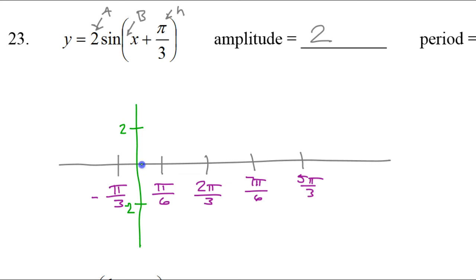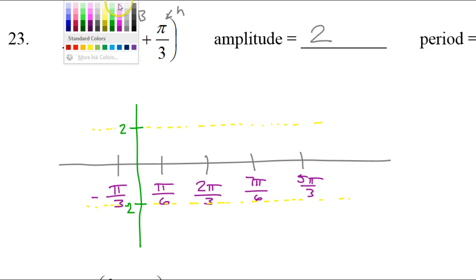There's no vertical shift, so the midline is still going to be the x-axis. I am going to put a very faint marking up here at the a value to help guide me as I draw the graph. This is optional, but it's something I like to do, because I like to be accurate. So you can decide the degree to which you want to be on my level.